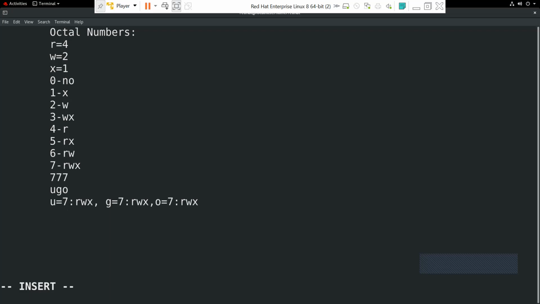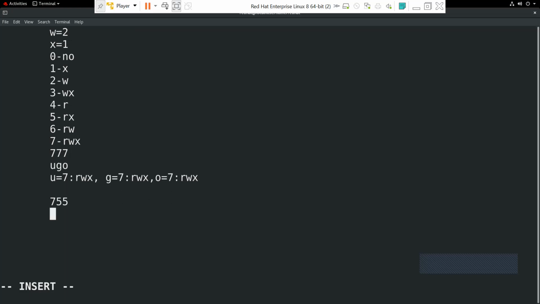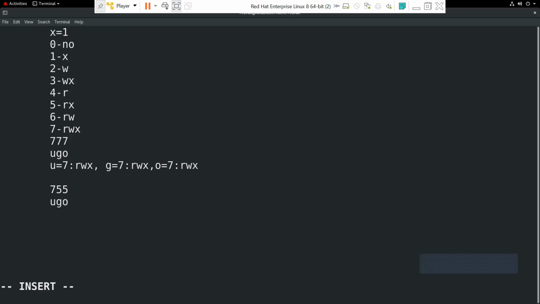For example, I'm having 755. What does it mean? 7 is the permissions of owner, and 5 group, and others also 5. So now you tell me the meaning. U is equal to 7, which means total read, write and execute. Read 4, write 2, execute 1. Total 7. Then group people, the octal number is 5.